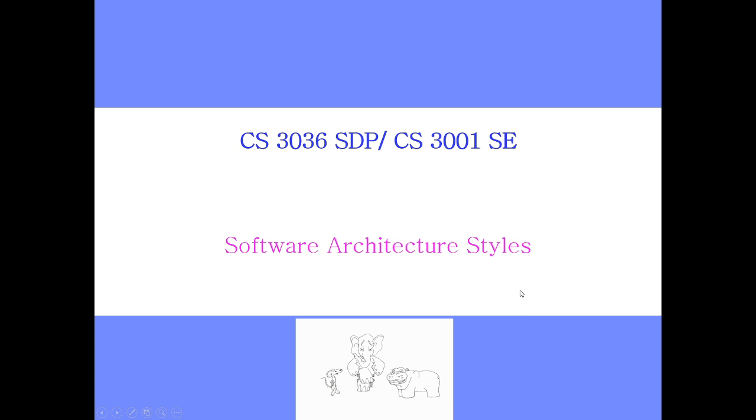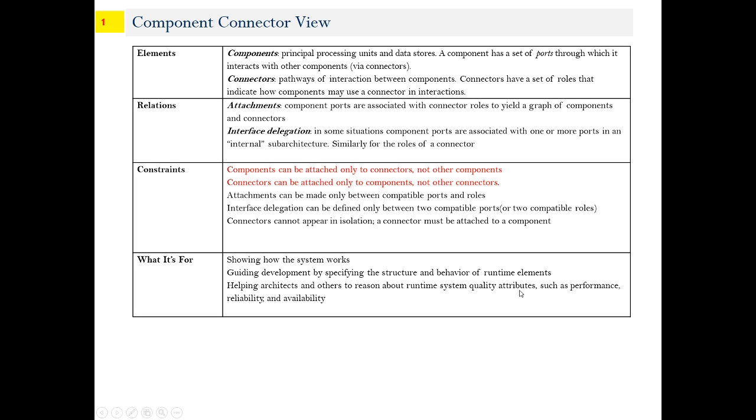for every architectural style. As we have seen in the previous presentation, components and connectors are widely used for denoting architectural styles. A component handles a particular kind of functionality, whereas the connector is used for establishing relationships between the components. The components are the principal processing units and the data stores.